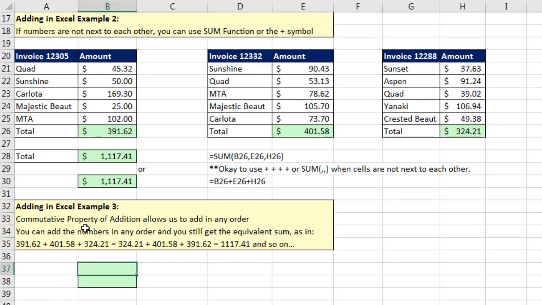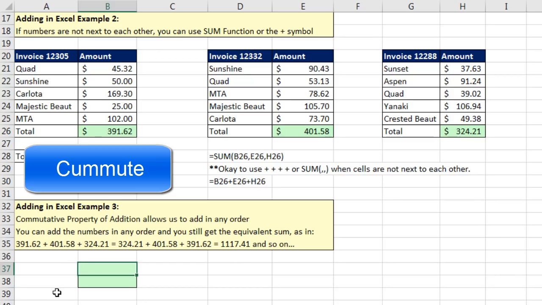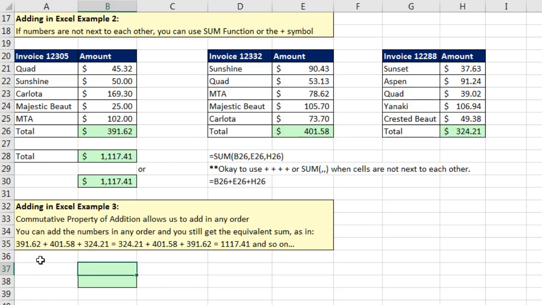Now, commutative property comes from the word commute, to move around. So it's perfectly all right, actually, with addition and multiplication, which we'll have an example of later. With either one of those operators, you can either add or multiply in any order, and you'll get the same answer. So if I go ahead and create that formula right there, Enter, it's the same as doing it in, let's just do it the reverse order there, Enter.